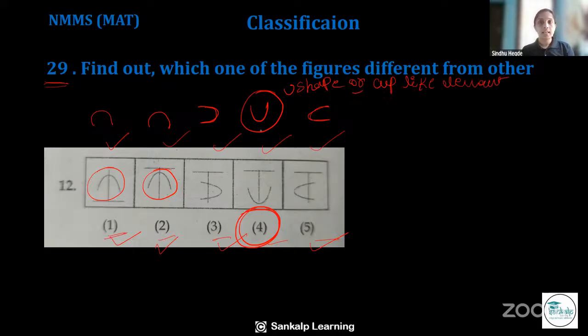So this is entirely different from the other figures, because in image 1 and 2 it faces downward, and in image 3 and 5 it faces either left or right. Only in image 4, the curved line looks exactly like a U shape and faces upward. So it is different from the rest of the figures. So the correct answer is answer 4.